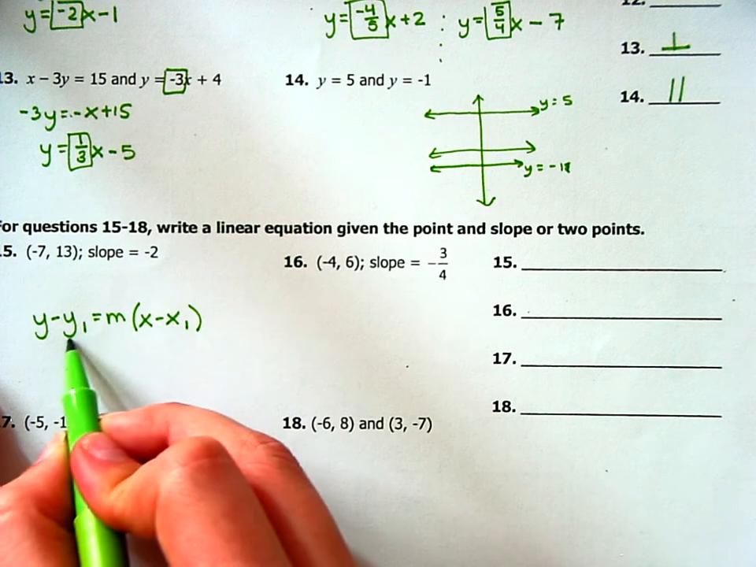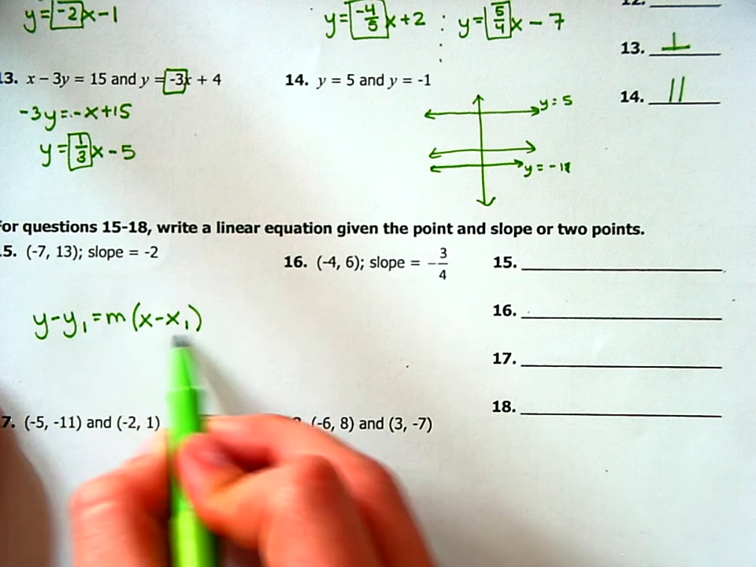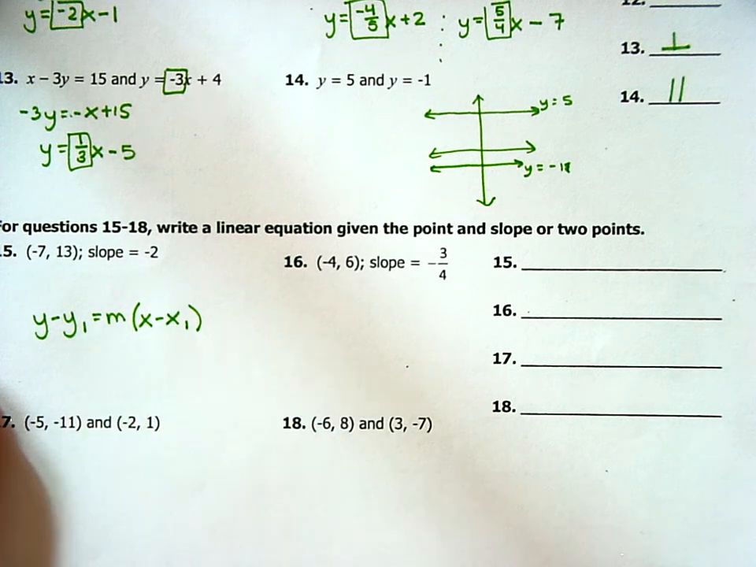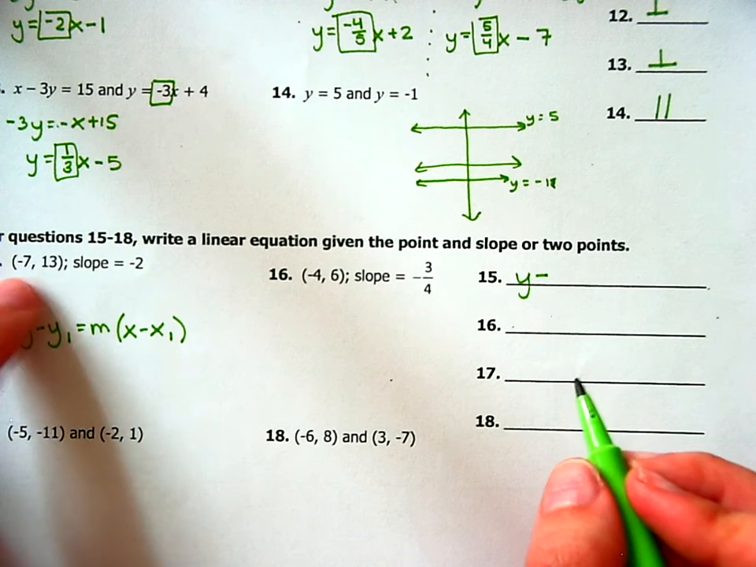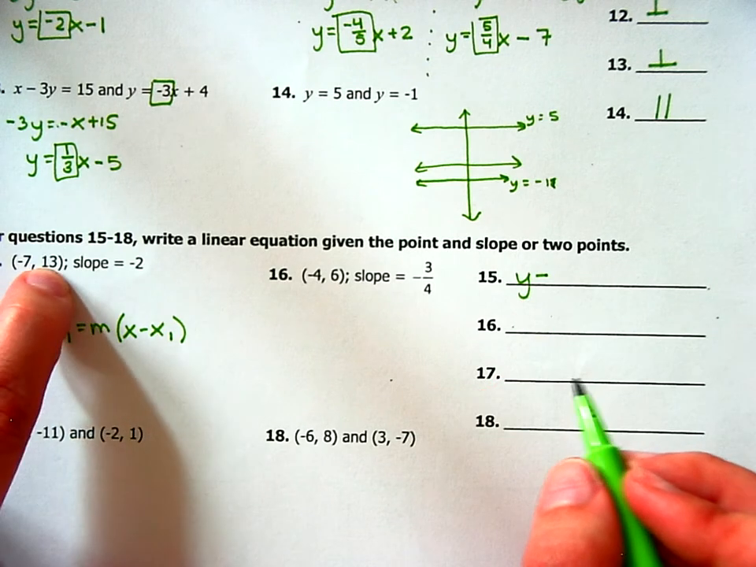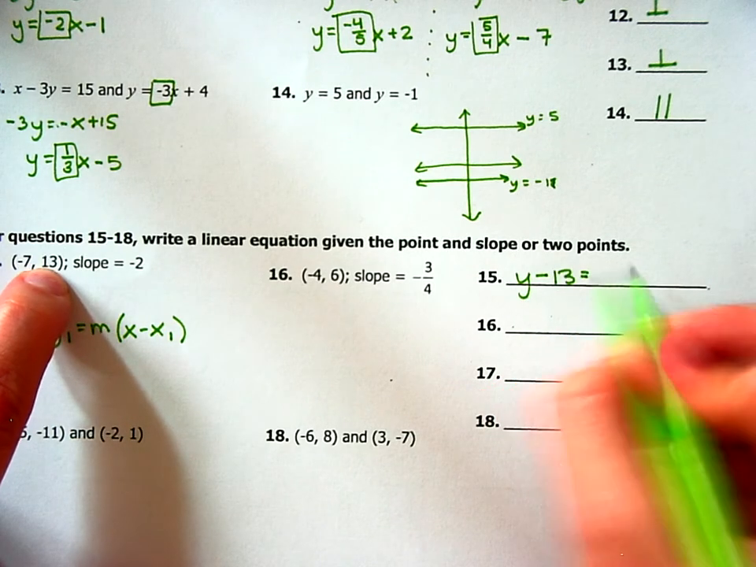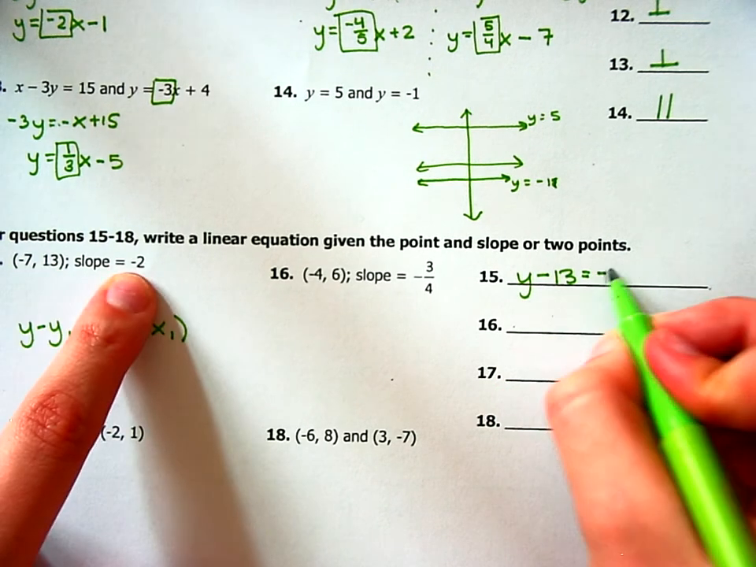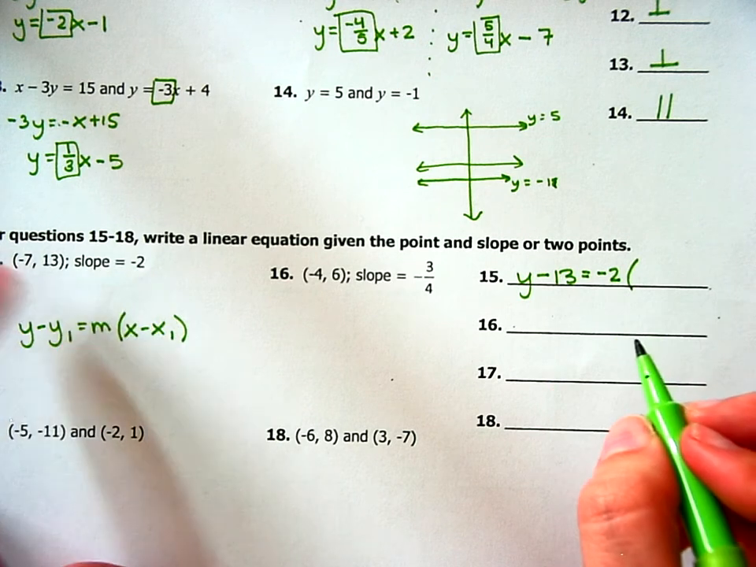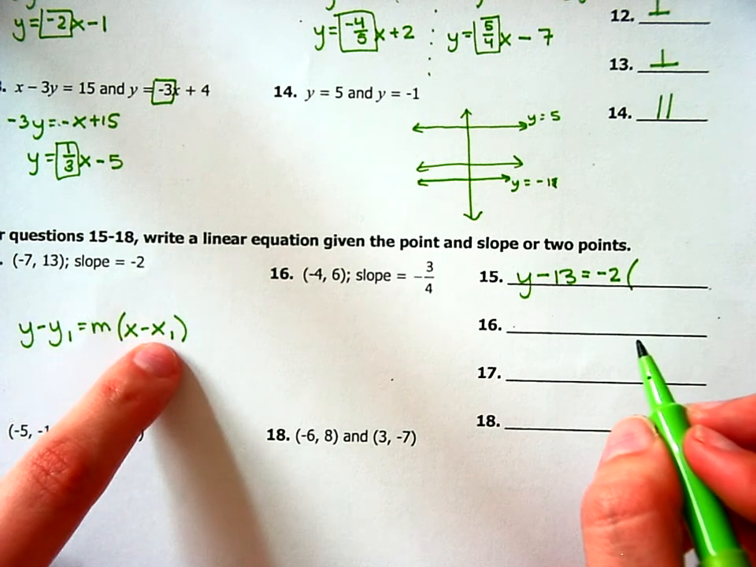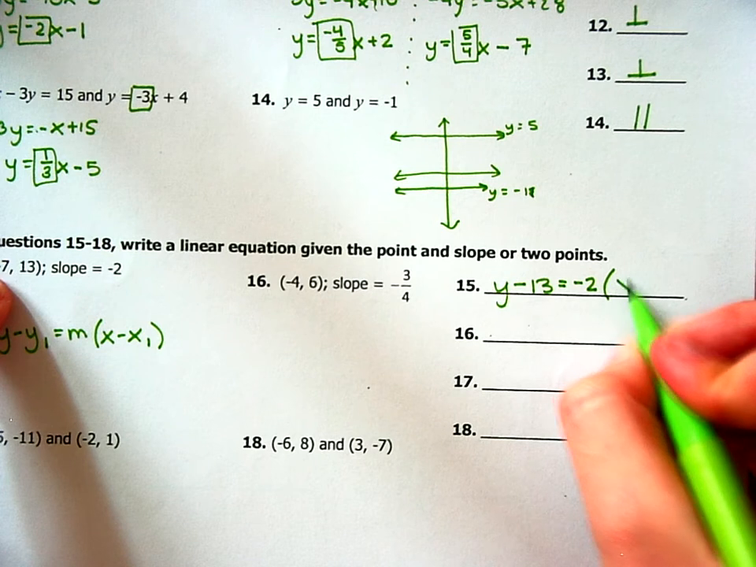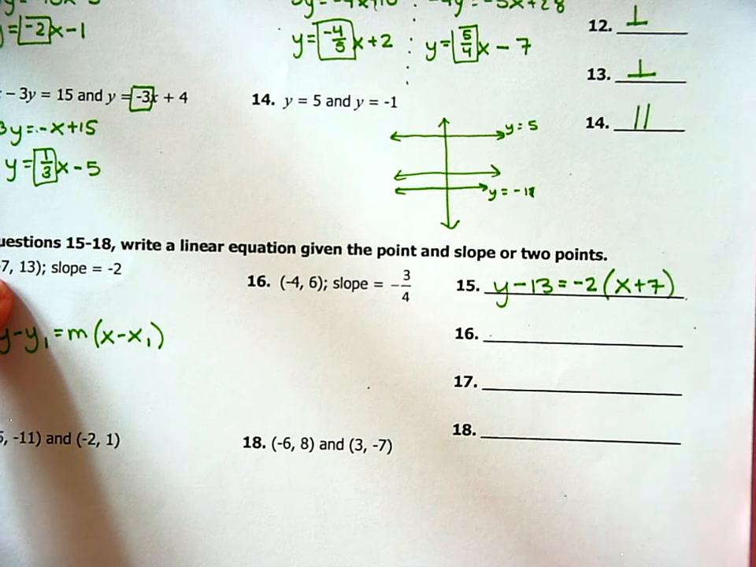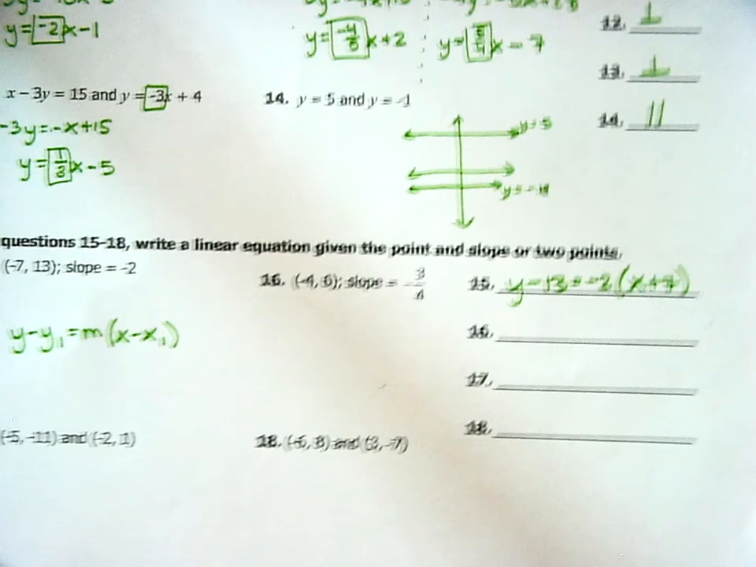All I'm going to do is substitute values in for y and x, and then substitute the slope in. So let's write it out. Y minus, my y1 is this value 13, so minus 13. Then I'm going to write my slope, negative 2. And then I've got x minus this value, x minus negative 7. That turns out to be x plus 7. When you subtract a negative, you really are adding.